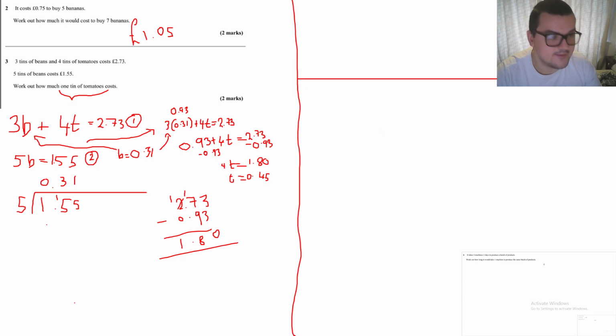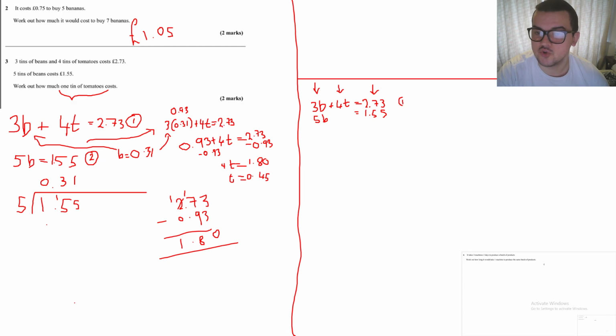Awesome. And here is the second way of doing it. So 3b, I'll write the same thing down again, 3b plus 4t equals 2.73, 5b equals £1.55. And you see how I've made sure everything's in line, so the values of b are in this column, the values of t are in this column, and the monetary values are in this column. That's very important, and I'm going to show you why now.